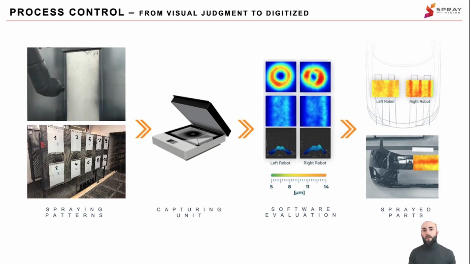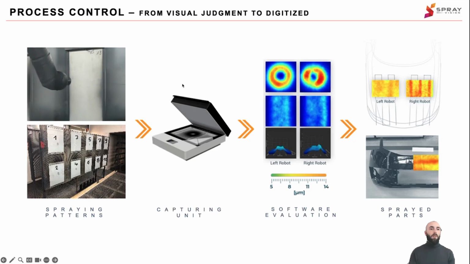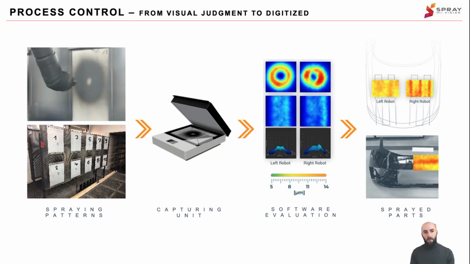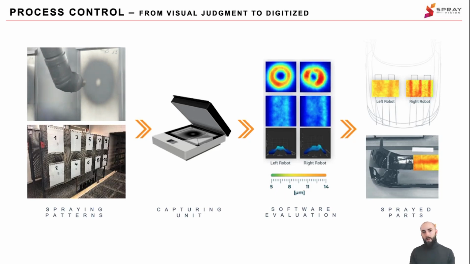Here we can see the workflow of the process control. Basically, you spray the output of the applicator on the foil. Then the foil is transported to the hardware unit. Then the unit does the capturing, and you can use the software to evaluate the output that you have from your applicator. You can use static patterns or dynamic patterns, and this is basically how we can ensure the digitalization of the process.